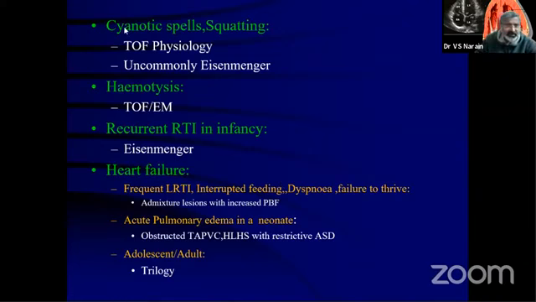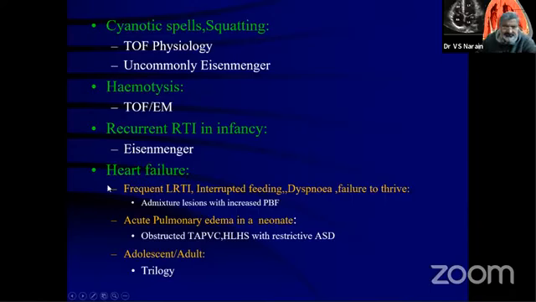If there's a history of squatting and spells, it is the first diagnosis of tetralogy. It could uncommonly also be Eisenmenger. If you have hemoptysis, then if it is later on, it is Eisenmenger. Early on, it is tetralogy. So both can present with hemoptysis. Recurrent respiratory tract infections in infancy, the history would point towards Eisenmenger.